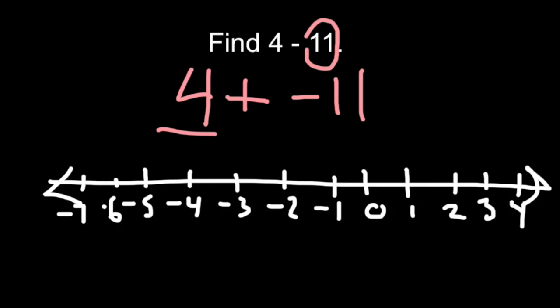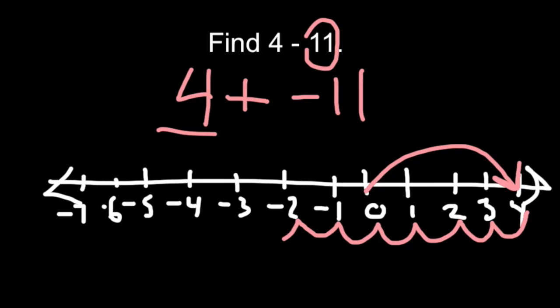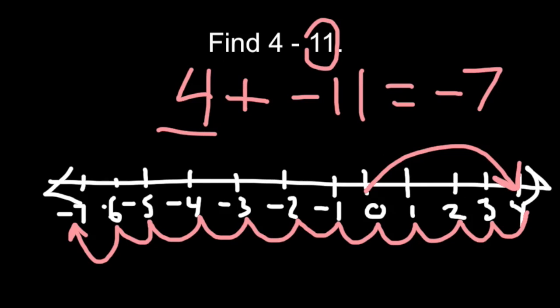So I start at 4 like normal. And then we are taking away 11, or that's the same thing as adding -11. So I go down 1, 2, 3, 4, 5, 6, 7, 8, 9, 10, 11. So 4 plus -11 is -7.